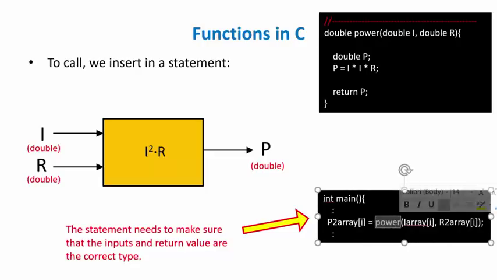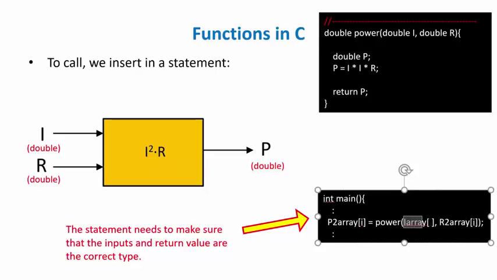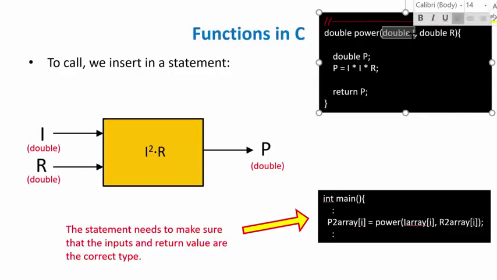So in this situation, I'm going to have this variable in my main program, called P2 array. I'm going to calculate the power by passing in a current and a resistance. Notice that the order of these is critical. Whatever you list first will be assigned to this input local variable I. So in this situation, I had to make sure I was passing it a current.